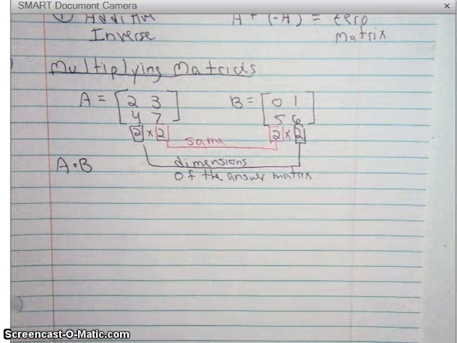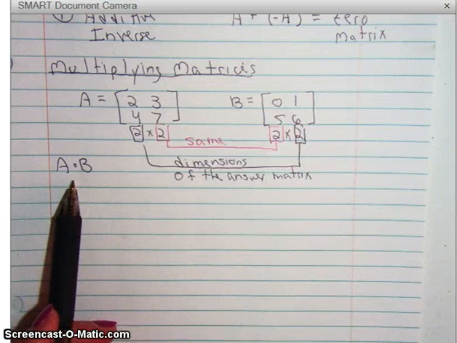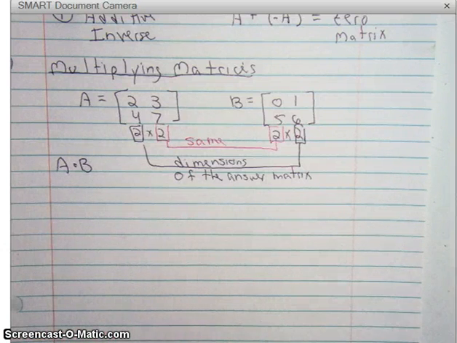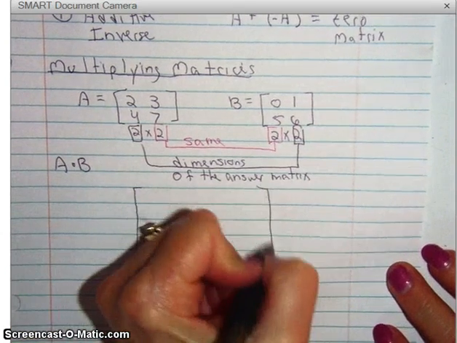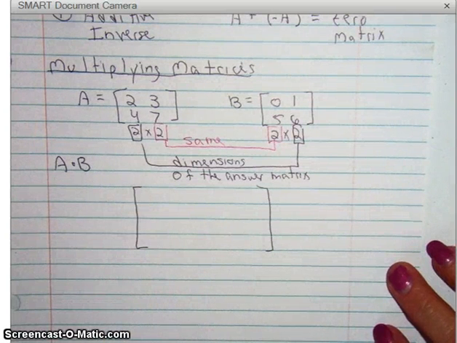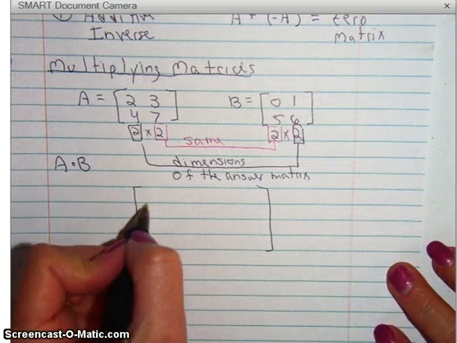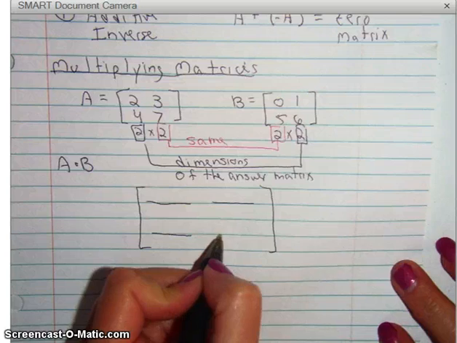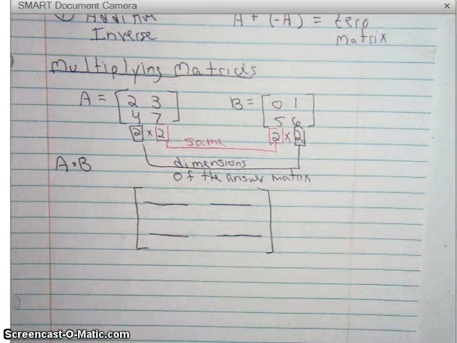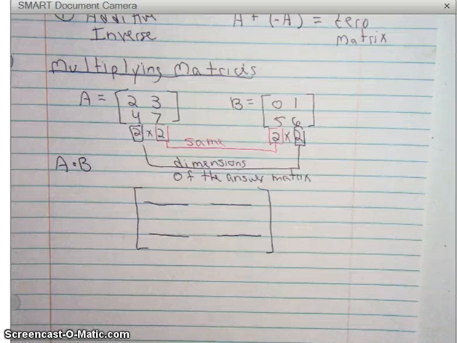Okay. Everybody good? All right. So, let me ask Max. What would be the dimensions of our answer matrix when we do A times B? 2 by 2. It will be a 2 by 2. Now, when you set up your 2 by 2, make it nice and big. I know a 2 by 2 isn't normally that big. Okay? So it's going to have 2 rows, 2 columns. All right, off you go.